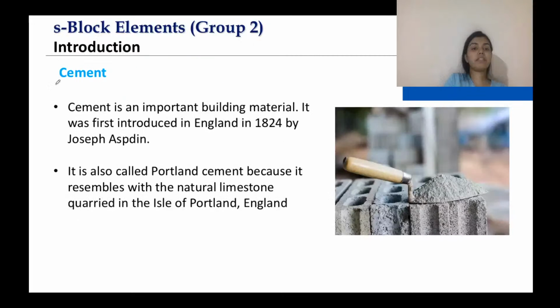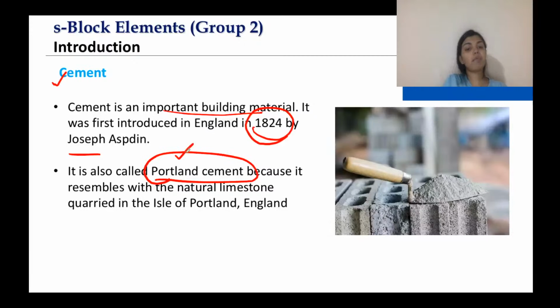Now next is cement. Cement is an important building material. It was first introduced in England in 1824 by Joseph Aspdin. It is also called Portland cement. Why is it known as Portland cement? Because it resembles the natural limestone which was quarried in the Isle of Portland, England. Basically it was somewhat similar to the natural limestone found in Portland, England. Therefore, it is also known as Portland cement.